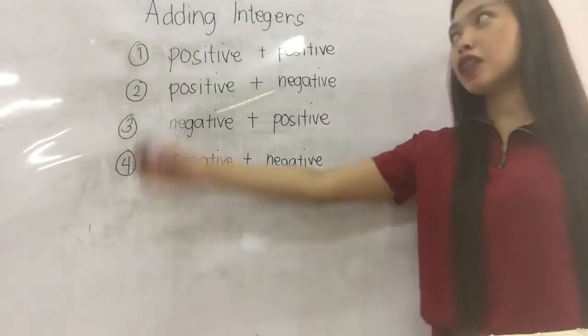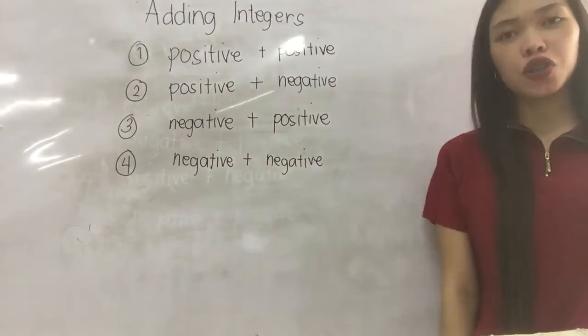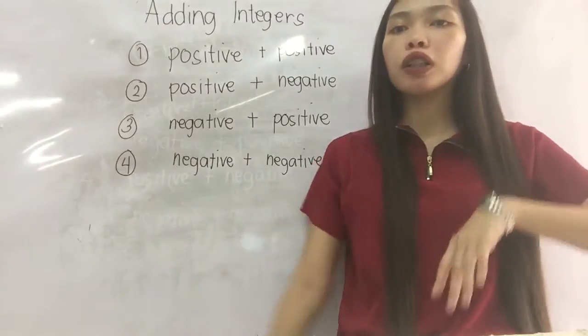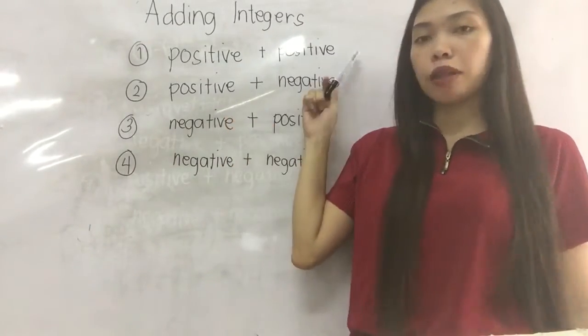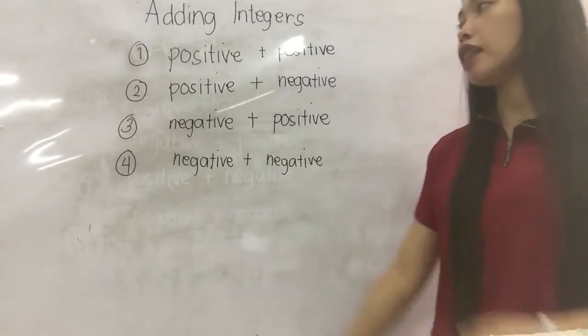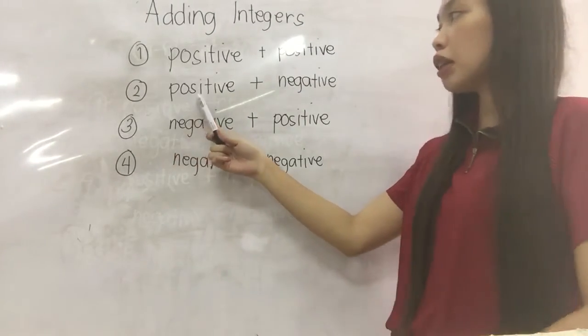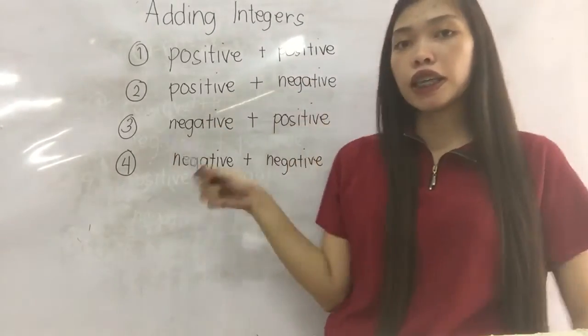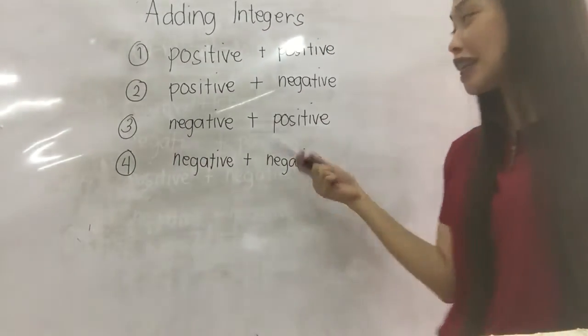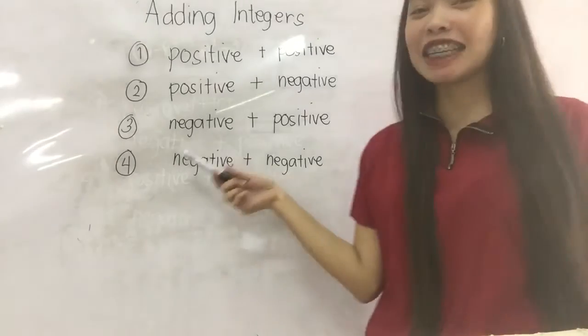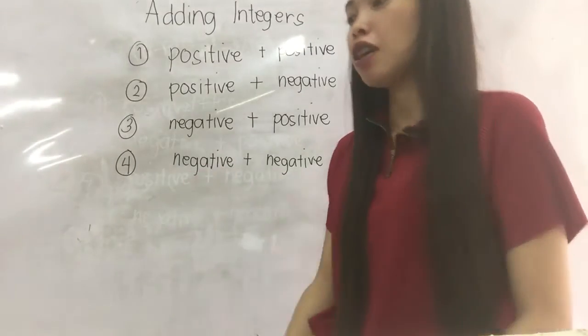Okay, so now we're going to discuss adding integers. There are 4 cases when we're going to add integers. The first one is adding positive and positive integers. The second one is adding positive and negative integers. The third one is adding negative and positive integers. And the last one is adding both negative integers.